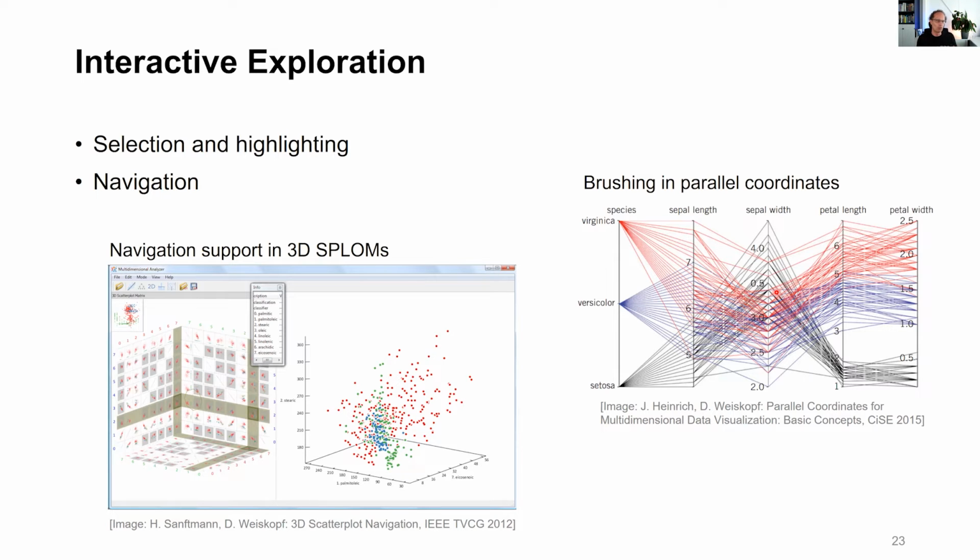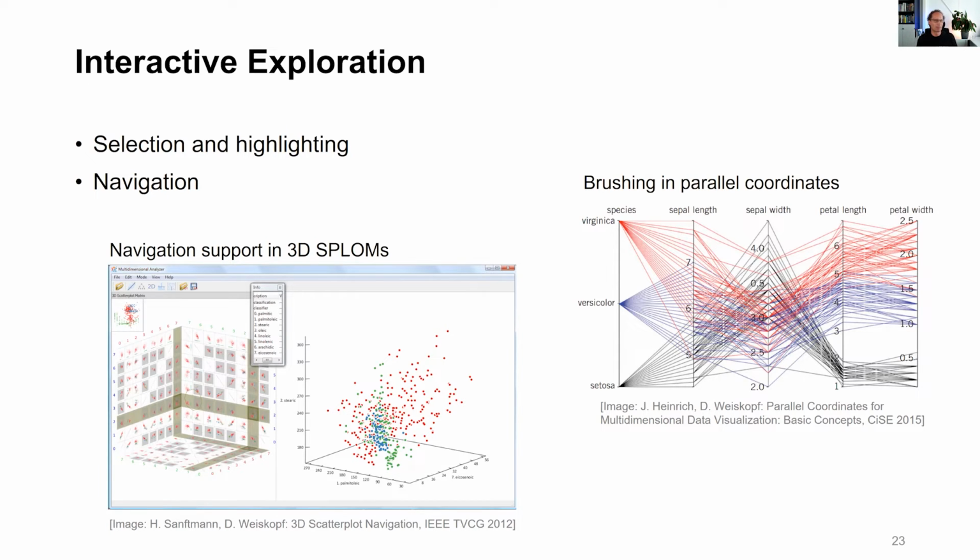But of course, you can also do more than this simple selection. Here's an example that we did for navigation support in 3D SPLOMs. So you have a 3D SPLOM visualization here, and you have a 3D scatter plot here. And you can imagine this is much harder to navigate than for the 2D case. For the 2D case, there are techniques like rolling the dice available. We tried to adopt them, and we worked on an adapted type of support for the corresponding navigation in this 3-dimensional variant of the SPLOM.